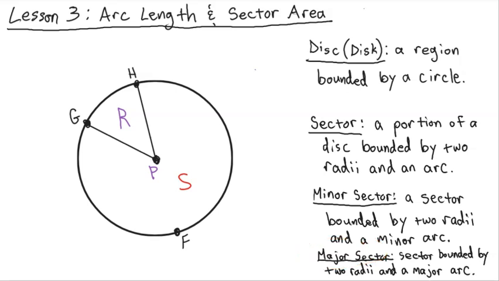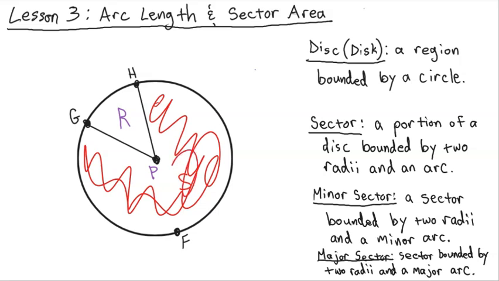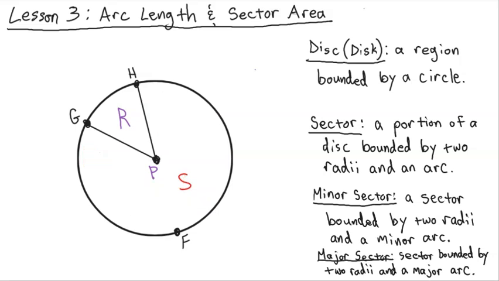And so that's the basic idea here. A disk is the full circle area. A minor sector is a small slice, and what's left over of the pizza or of the pie is a major sector.